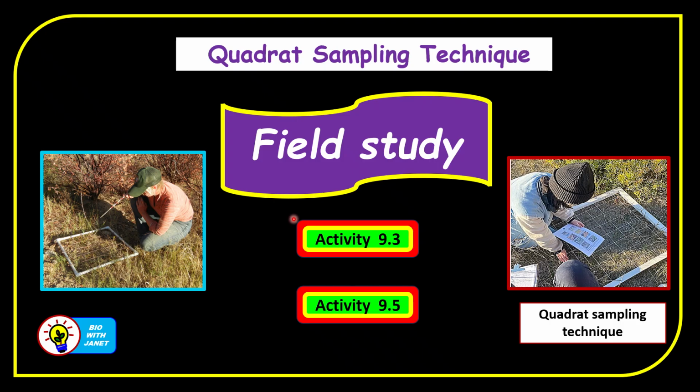So in this section, we are going to discuss how to carry out field studies using the quadrat sampling technique to determine the density and the percentage coverage of a species of plant, as shown in this diagram here. So this is related to activity 9.3 and activity 9.5 in your KSSM textbook.